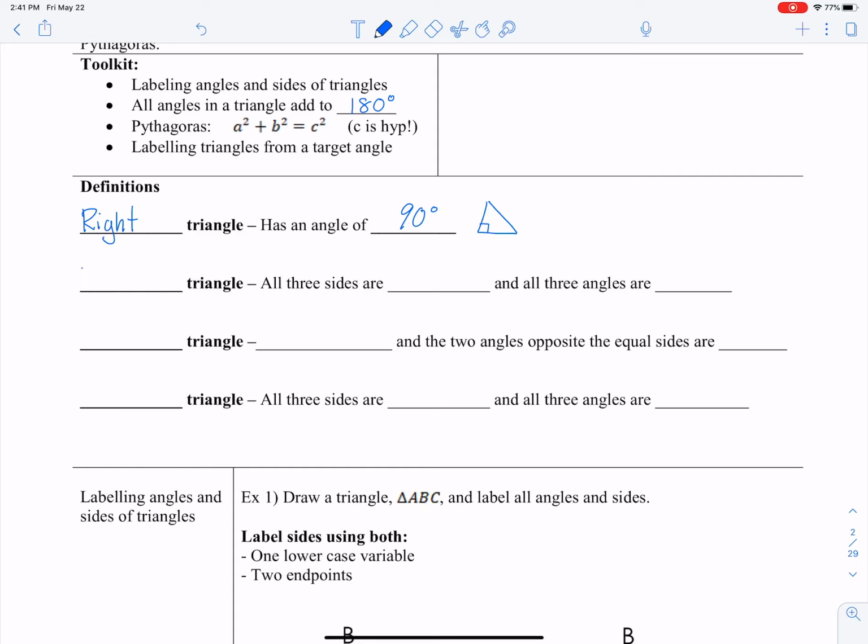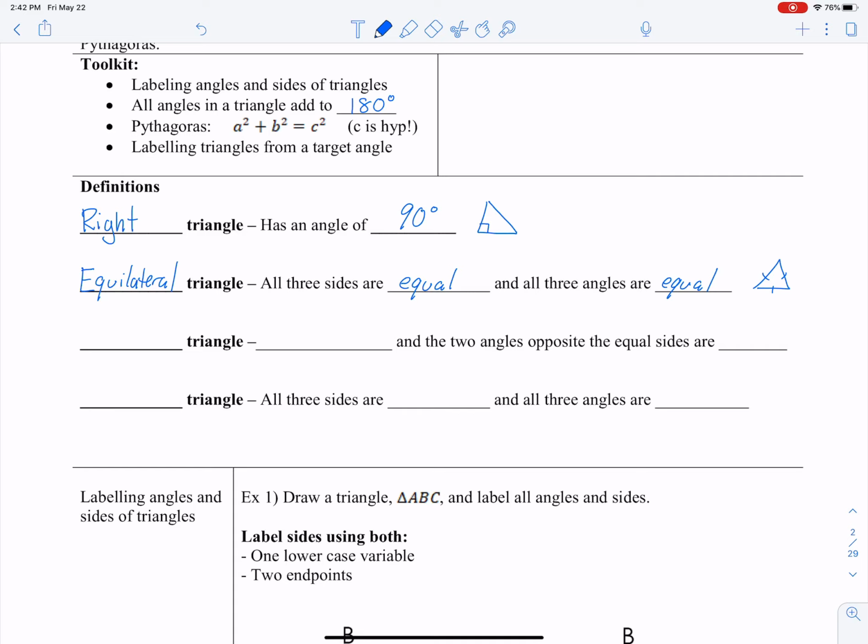Next, we have an equilateral triangle. And in an equilateral triangle, all three sides are equal, and all three angles are also equal. Okay, so the sides and the angles are all the same. So if you have a little line through it, that's an indication that those are the same length. And if all the sides are the same, then all the angles are going to be the same as well.